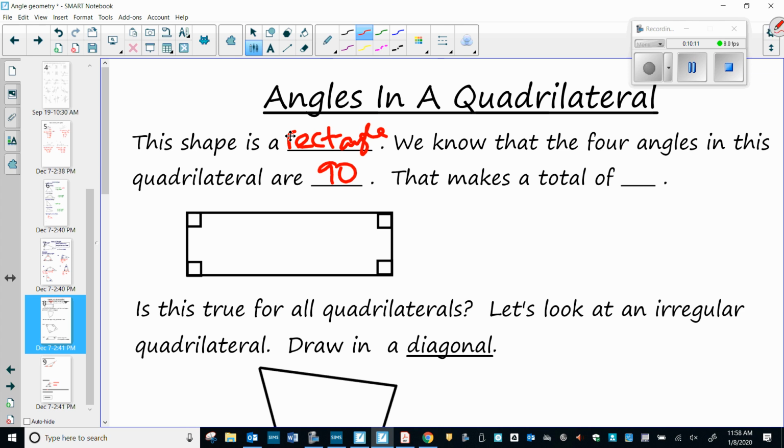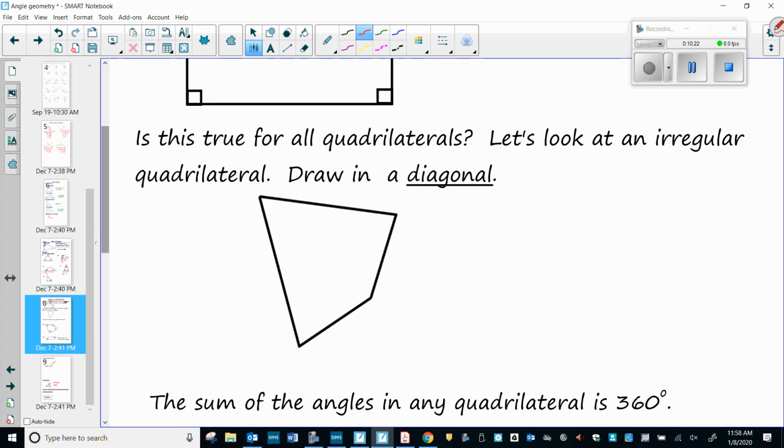What do our angles in the quadrilateral add up to? 360. I got it first. Is it true for all quadrilaterals? Yes, basically it is. How can we show that? Well, in any polygon. Have we heard the word polygon before? Yes, so polygon is the general name for any shape with straight sides. Poly means many. So this particular one is a quadrilateral. It's an irregular one.